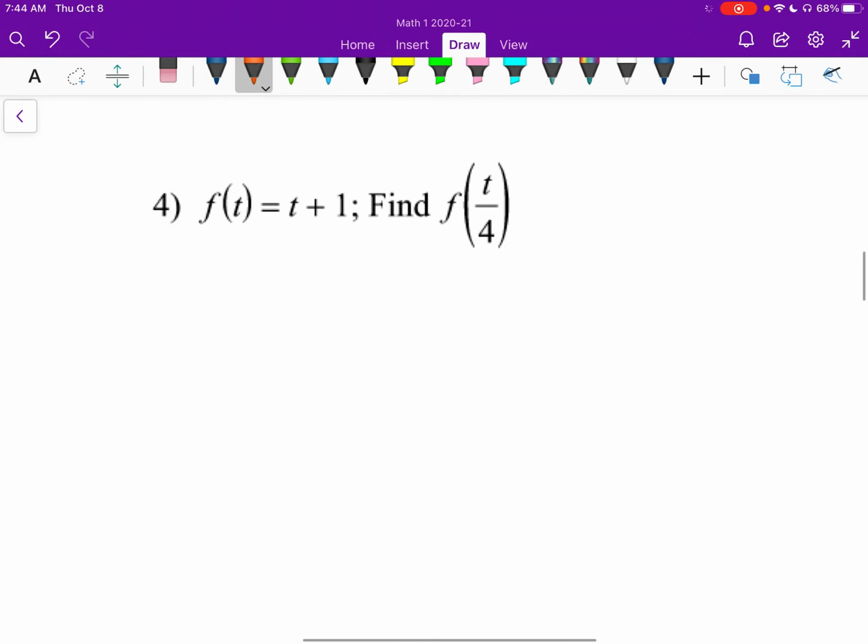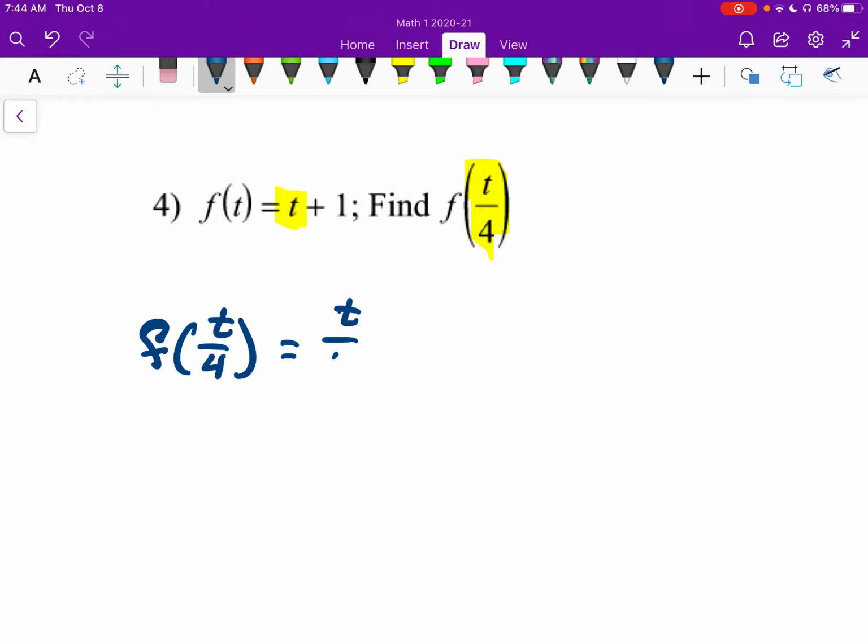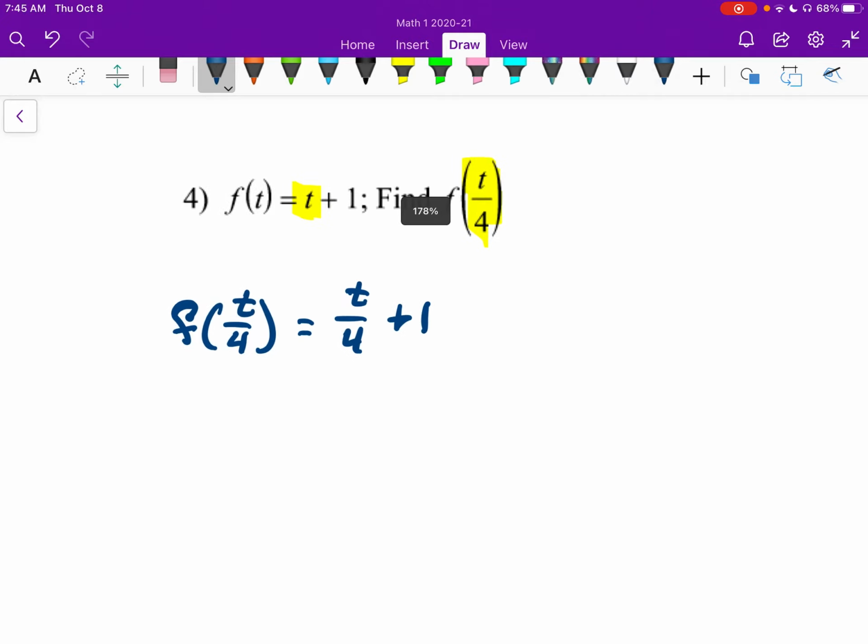Number 4. This one's a little bit different. I'm plugging in t over 4. I'm just going to plug that into this t right there, and it's not going to be too difficult. I'm going to say f of t over 4 equals t over 4 plus 1. That's it. That's all that we can do. There's no simplifying that we're able to do from there.